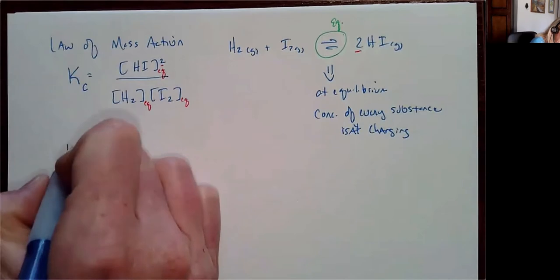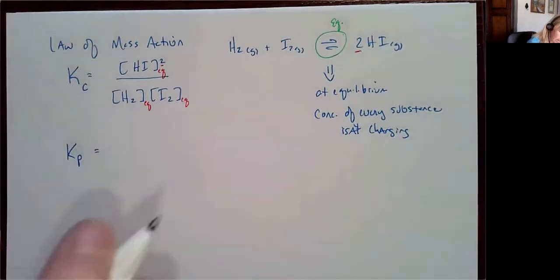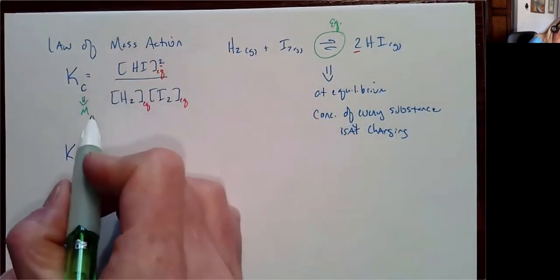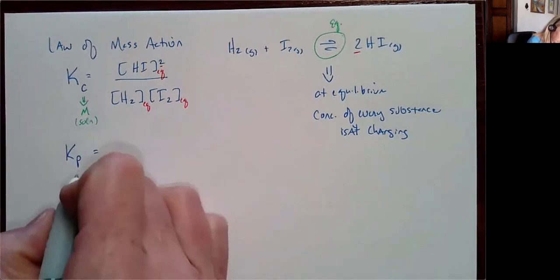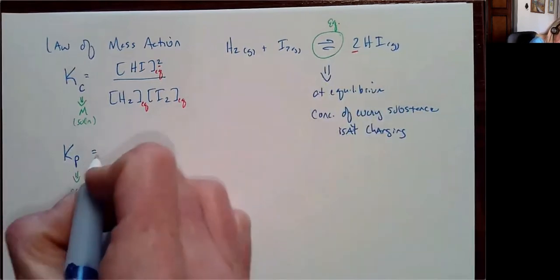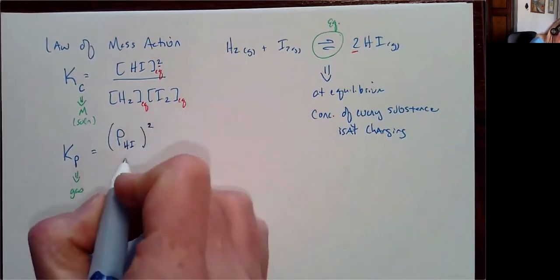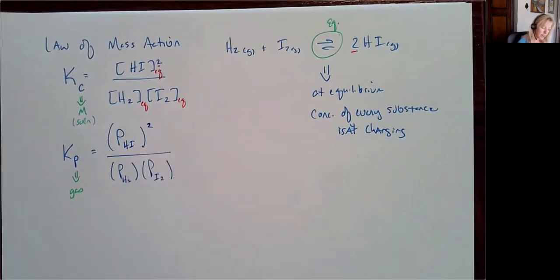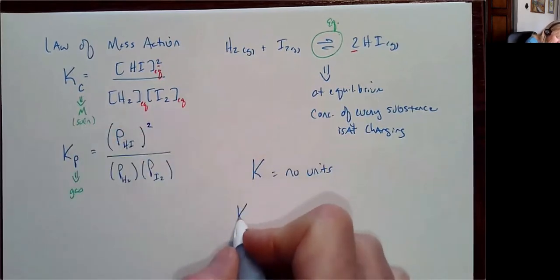I could write Kc, I could also write Kp, and Kp is in terms of partial pressures. So Kc is in terms of molarity, and this means I have molarity concentration. So these are all solutions, because if I have molarity, that implies I have a solution. Kp is going to be for gases only. And since these are all in the gas phase, I can write them this way. So this would be the partial pressure of HI squared, products over reactants still, over the partial pressure of H2 times the partial pressure of I2. K is going to be unitless.